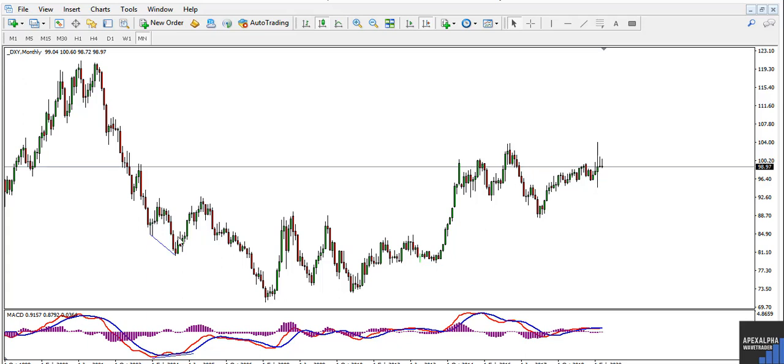Now, because this is divergence, this is called positive divergence. It's in the middle of this chart, and this is why after the price moved up, the overall trend still prevailed and it came down. Let's look at another example of positive divergence.